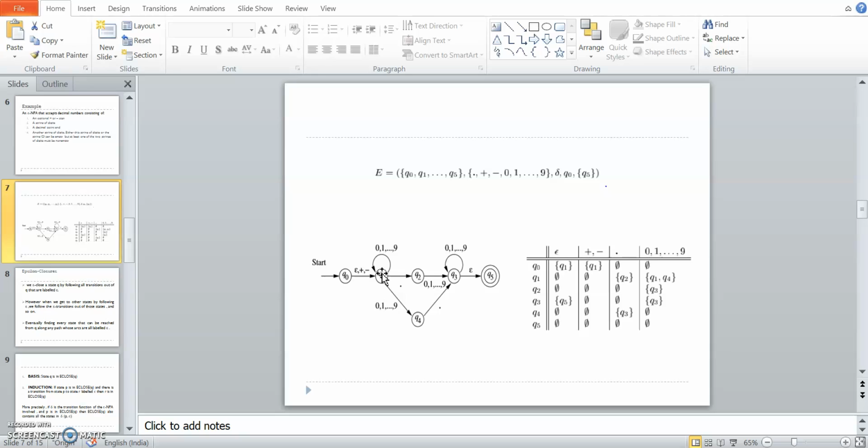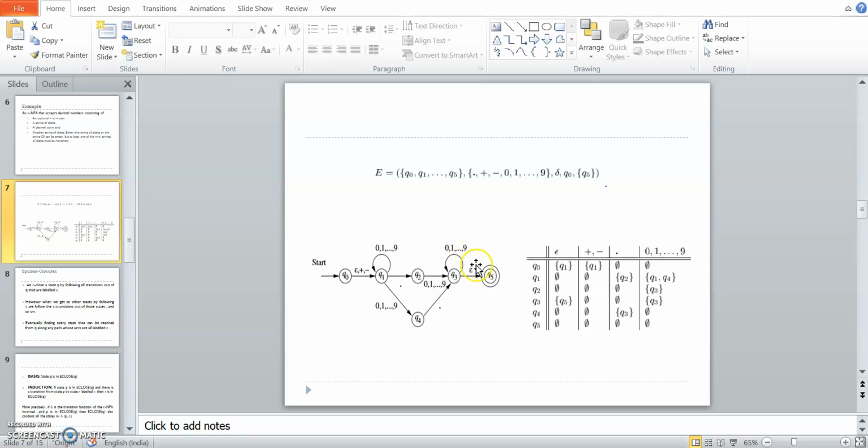We have to remember that there is a decimal point. So once I get the decimal point, I have to remember it, so we change the state to Q2. Now after Q2, there may be a string of digits 0 to 9. Whatever digit we read, we switch to Q3. This is the second part, after the decimal point, that we have to remember.